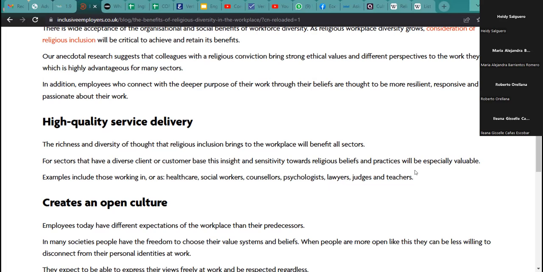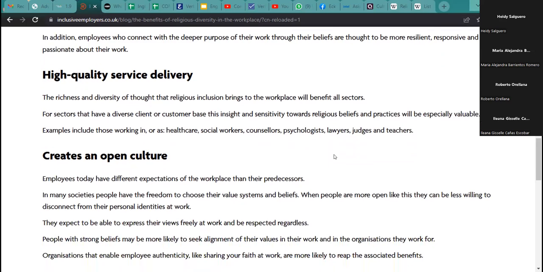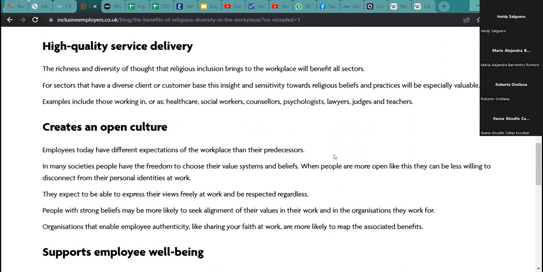I mean, yes, it's going to be a high quality service delivery because with diversity you're going to be able to improve the processes and procedures. So you are going to be able to give better attention to our customers. So that is a good thing.